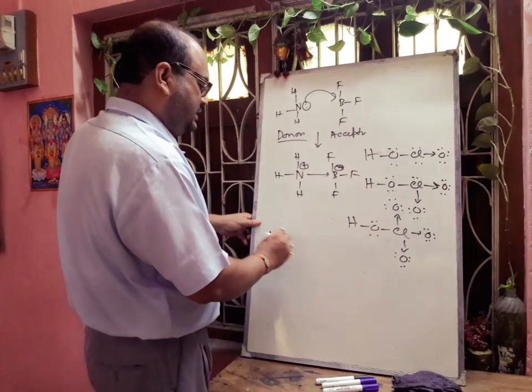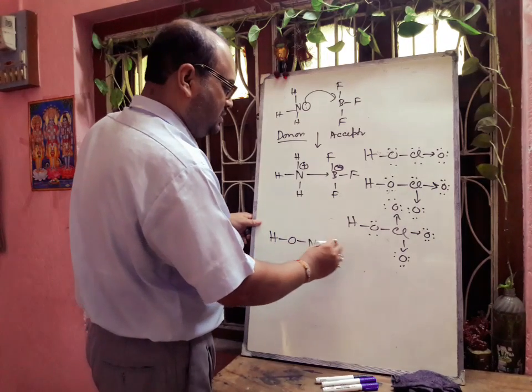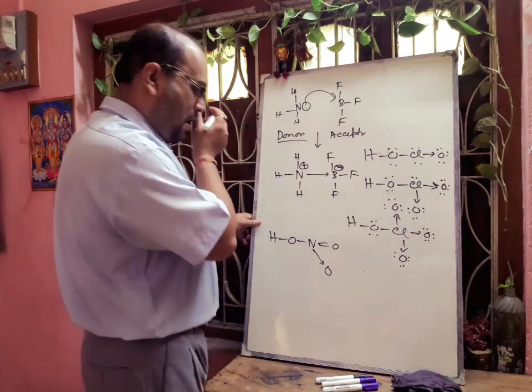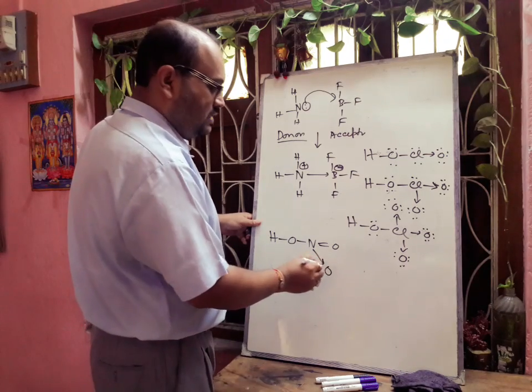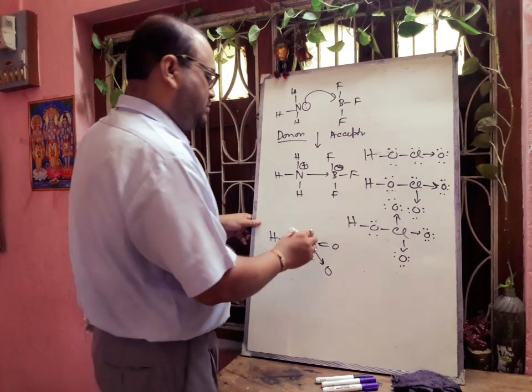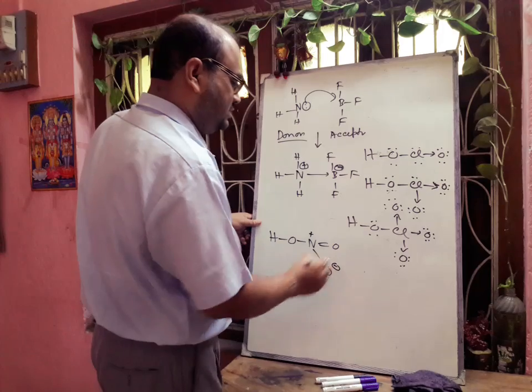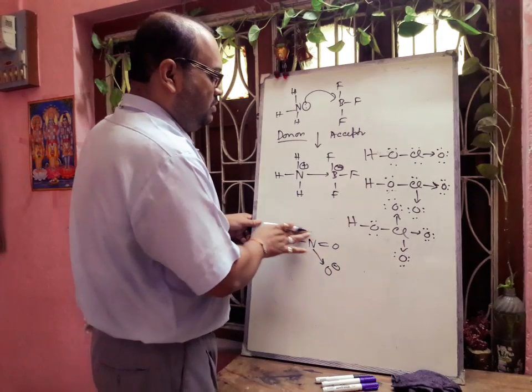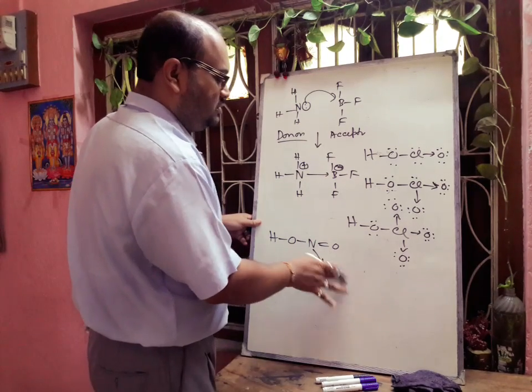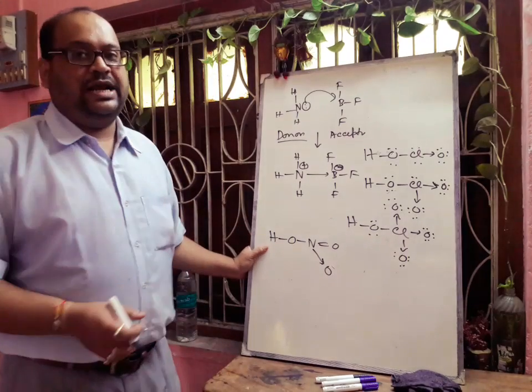In case of nitric acid, the structure will be like this. Here will be one coordinate bond, this plus and this one is minus. Okay, that also you can show; when you cannot show, these are actually called formal charge. Already I have discussed in case of nitric acid.